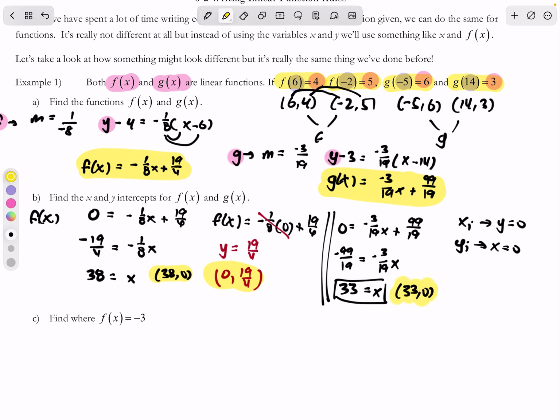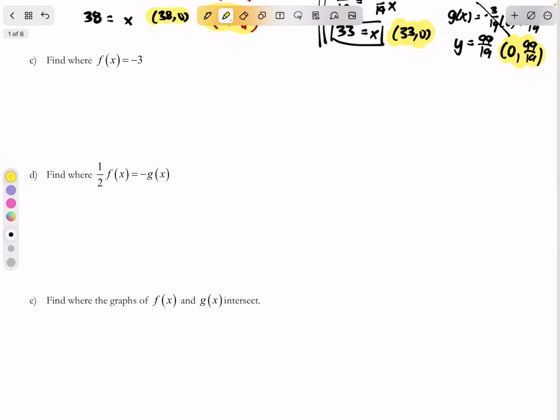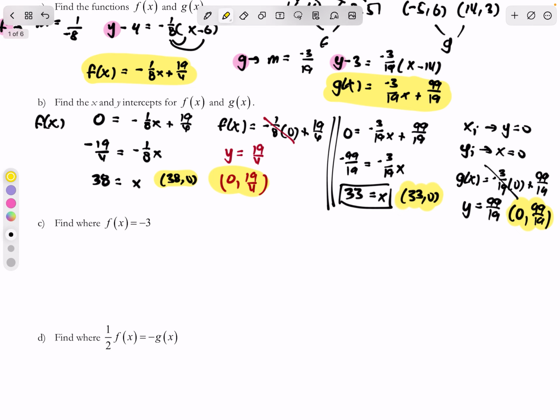That's my x-intercept. My y-intercept is just what I get when I plug in 0 for x. So my y value, g of x, equals negative 3/19 times 0 plus 99 over 19. That zeroes out, and y equals 99 over 19. X is 0, y is 99 over 19. Done. This one's easy.